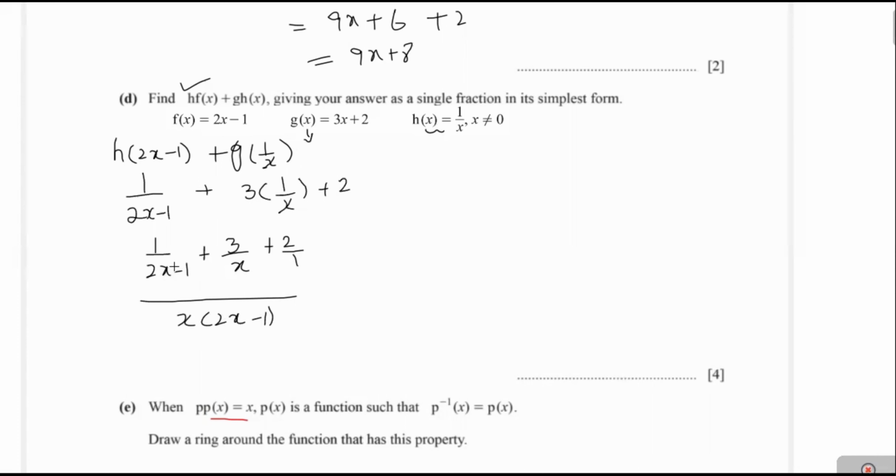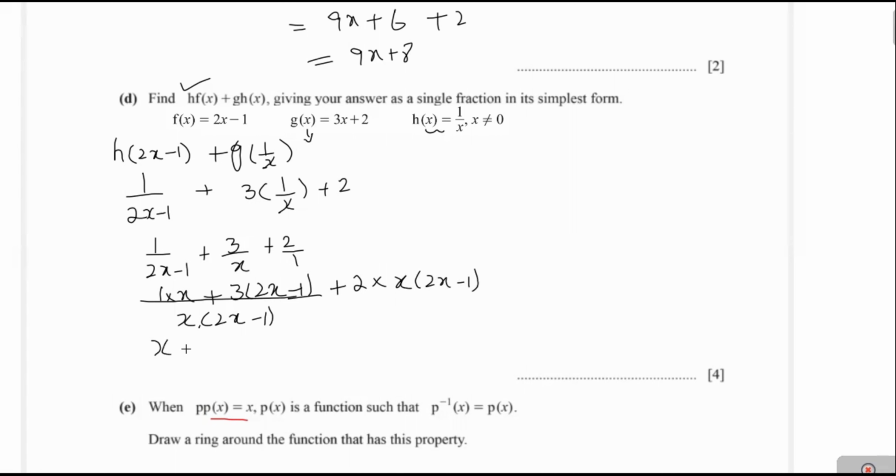Now you see here, when we divide by 2x minus 1, we get x, and we multiply by 1, we get 1 times x. And same here, when we divide this expression by x, we get 2x minus 1, and we multiply by 3 into 2x minus 1. And when we divide this expression by 1, we get x into 2x minus 1, and we multiply 2 by this x into 2x minus 1.